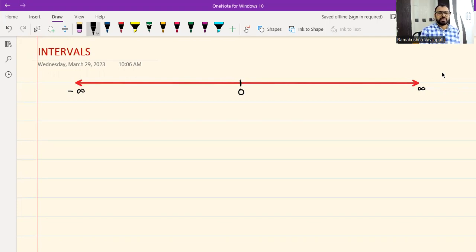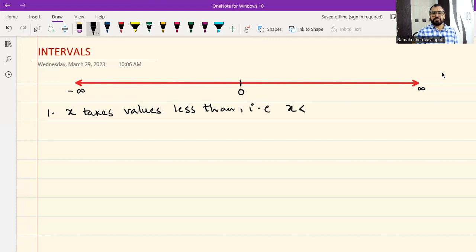For example, see, x is a variable. So x takes values less than 1. So we know how to write less than, greater than, less than or equal to, greater than or equal to: x less than 1. Right? Then how do we represent this x less than 1 in another format? You can say in set form. So here you keep 1. We want that x is less than 1, which means simply the numbers which are left side of 1.